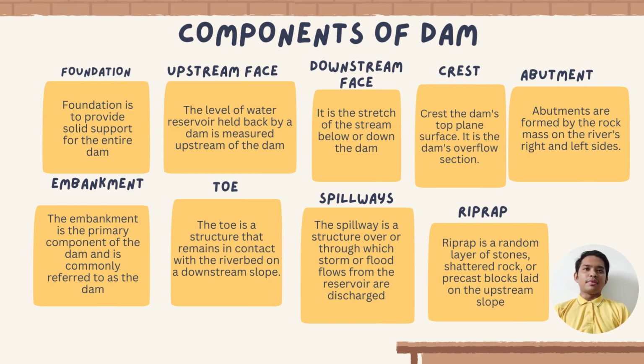Next is the embankment. Embankments are formed by the rock mass on the river's right and left sides. The embankment is the primary component of the dam, and it is commonly referred to as the dam. Next, the toe. The toe is the structure that remains in contact with the riverbed on the downstream slope. Then, the spillway. The spillway is a structure over or through which storm or flood flow is discharged from the reservoir. Last is riprap. Riprap is a random layer of stone, such as rock, or precast block laid on the upstream slope.